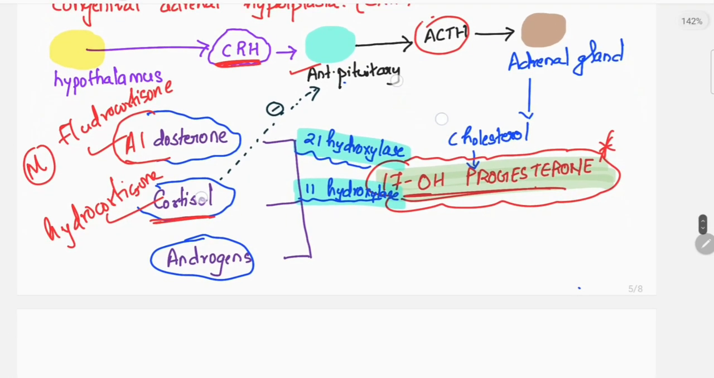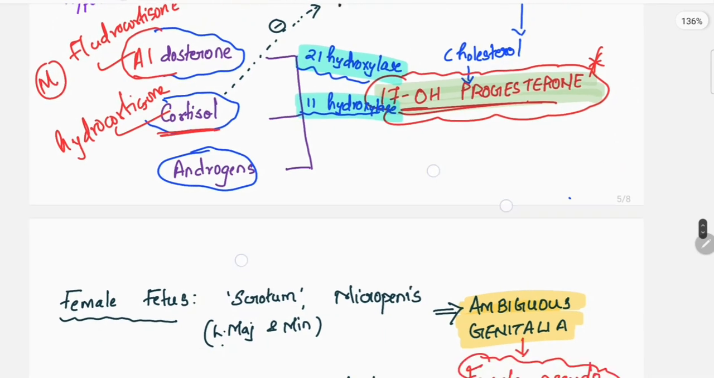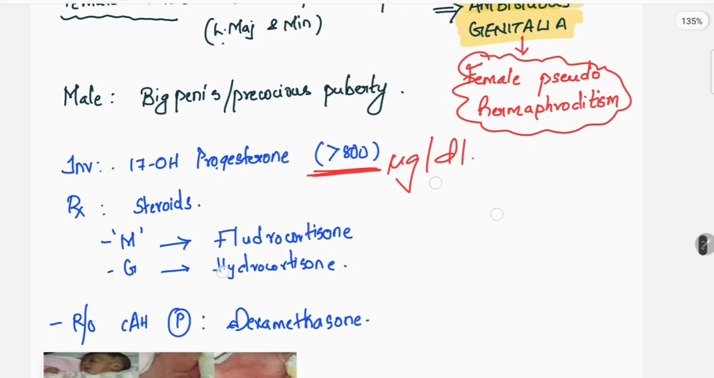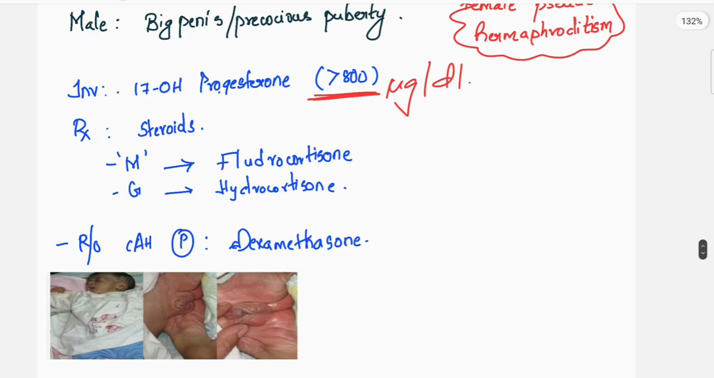Now what will you give a pregnant woman who is at risk of having a child with CAH? You have to give her dexamethasone. So that is all about congenital adrenal hyperplasia. I hope it's clear. Thank you.